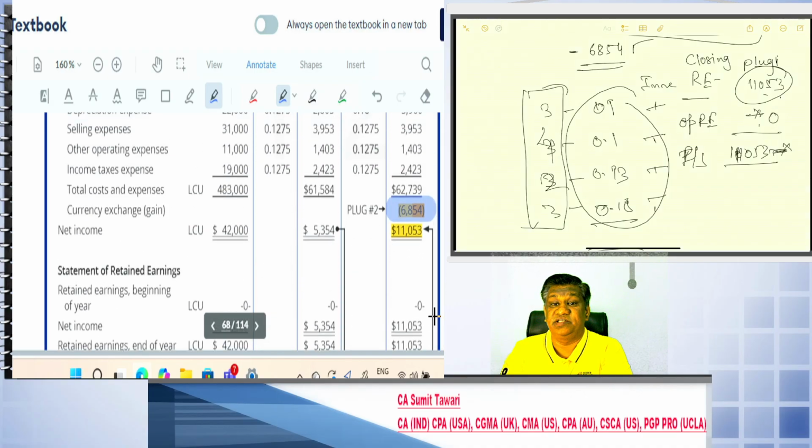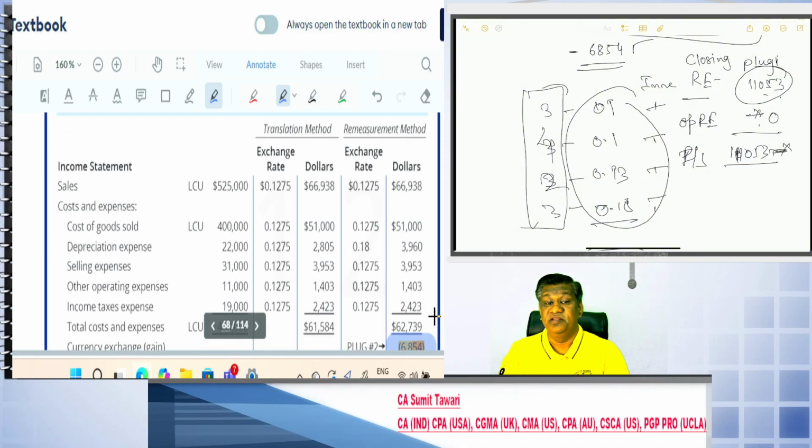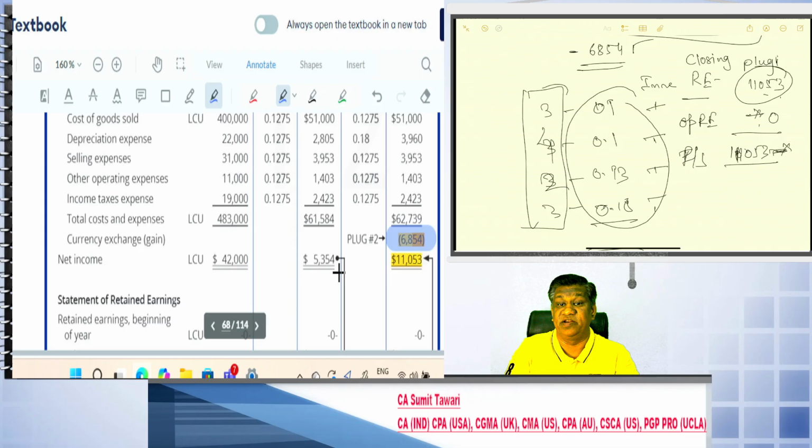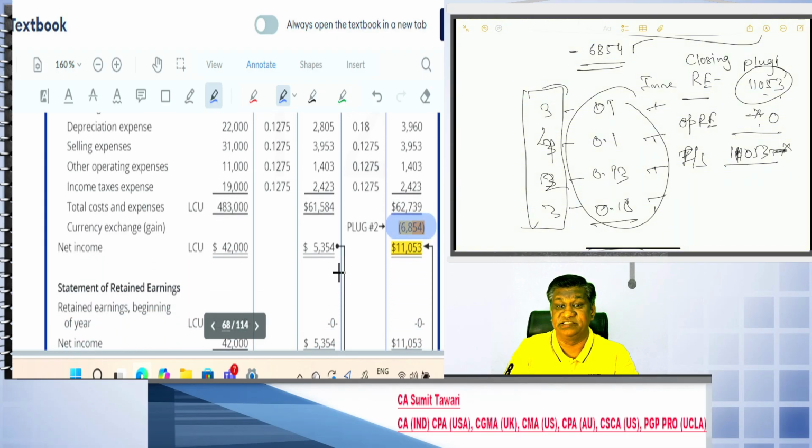Now we need to see the translation. In translation, for the PNL we use a single exchange rate, which is the weighted average. So there is no question of a difference arising. You can calculate the PNL immediately, and you know the current year net income amount. Like 5354, this is your net income. So in PNL there is no currency exchange gain and loss, because you are using the same exchange rate for the translation method.